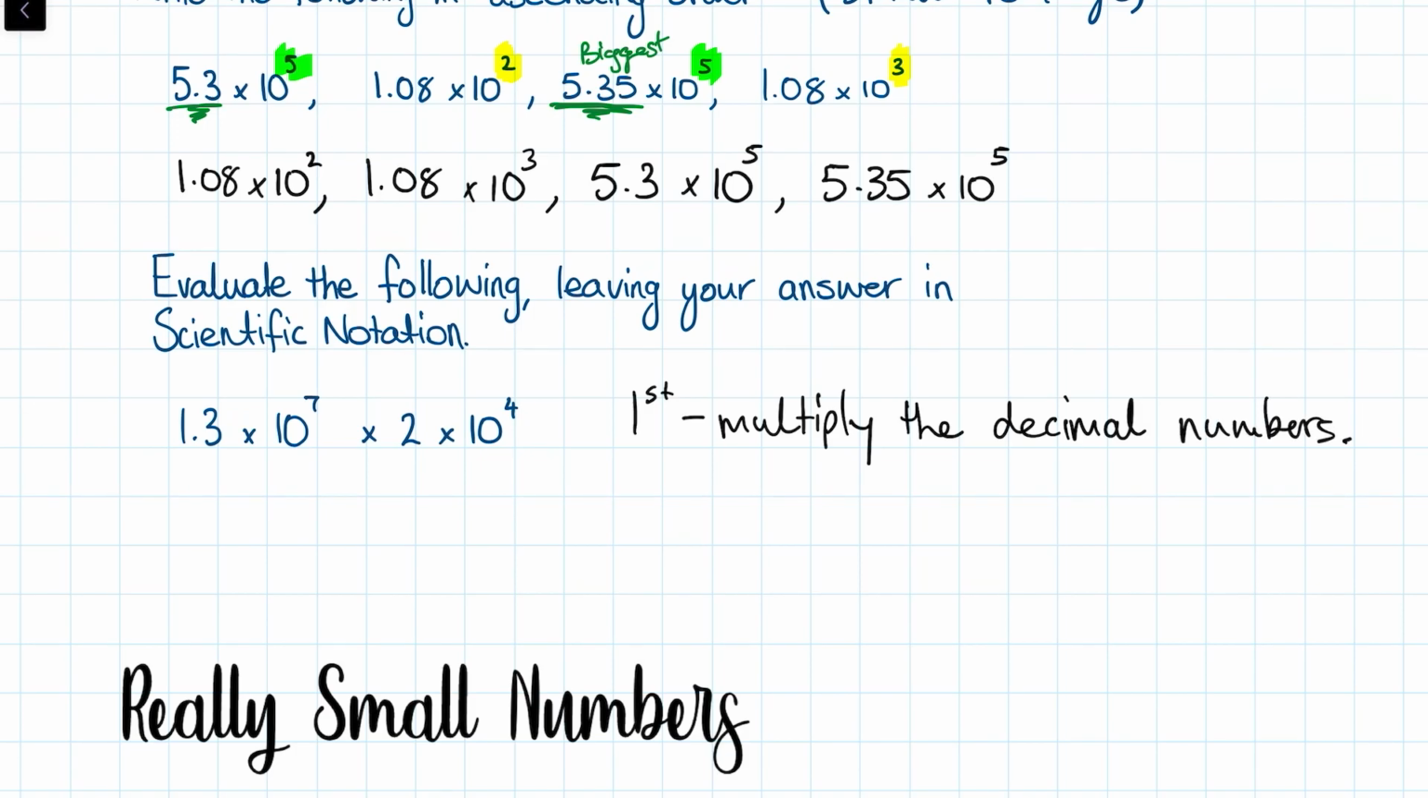So I'm going to do 1.3 times 2. 1.3 times 2 is 2.6. Second, add the powers. 7 plus 4 is 11. So this one is going to be times 10 to the power of 11.